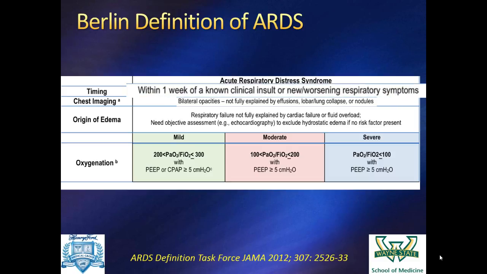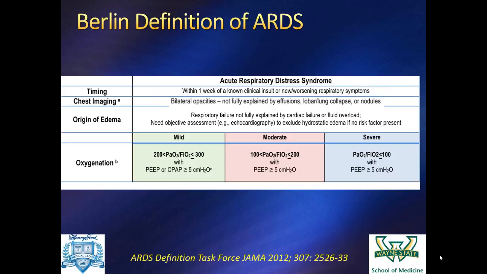So the first one was timing. So acute is now defined as within a week of a known insult or known clinical insult or new worsening pulmonary respiratory symptoms. So it has to be within a week. Most of us see ARDS happen within a day, but within a week is sort of the minimum that gets you to acute.